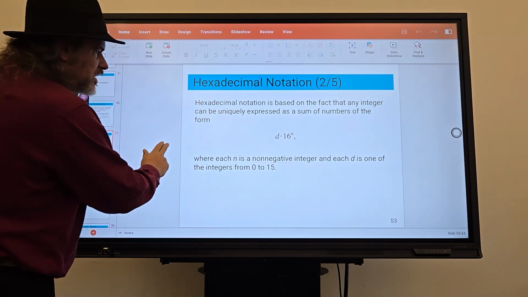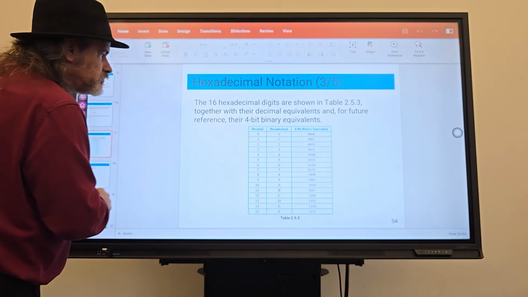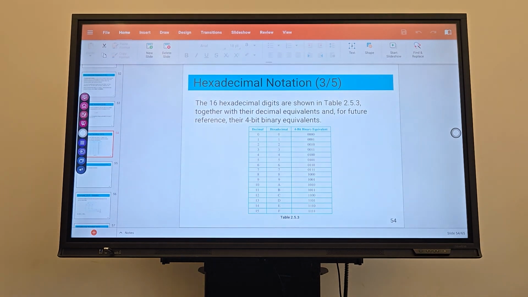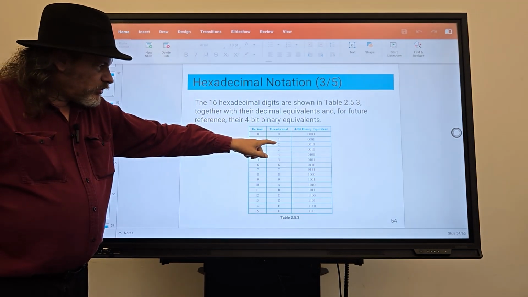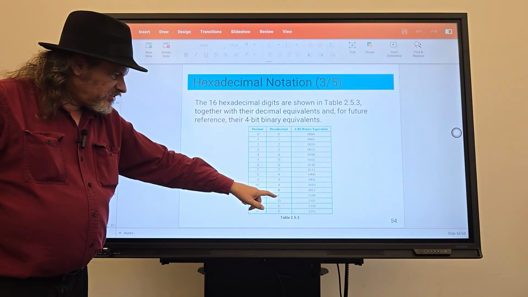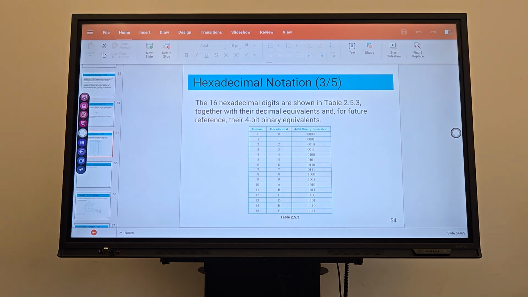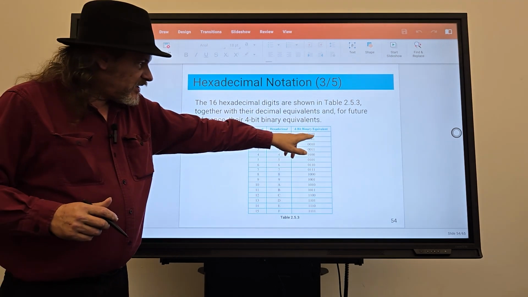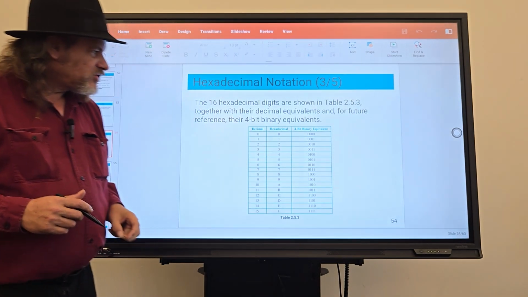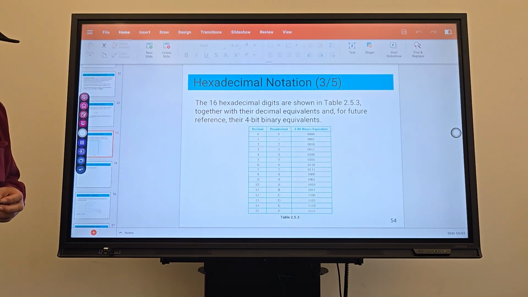So here's the hexadecimal digits. You run out of normal decimal digits, so you would go to A, B, C, D, E, and F. The handy thing about hexadecimal is it neatly corresponds to a 4-bit combination of binary digits. And that is the 4-bit combination correspondence.